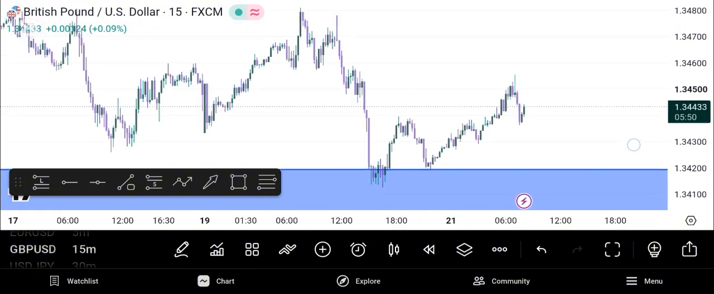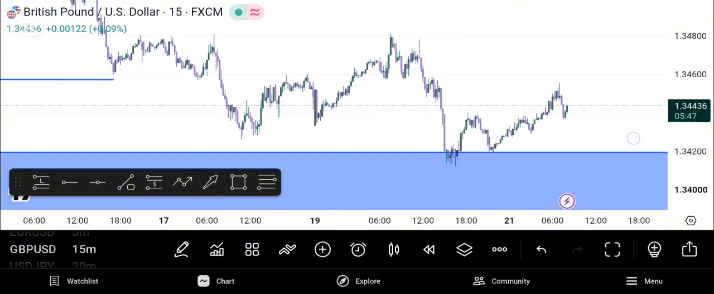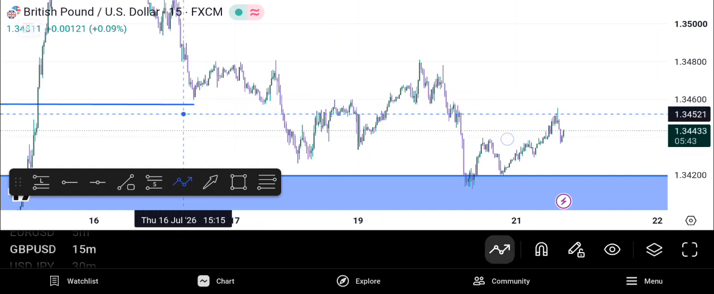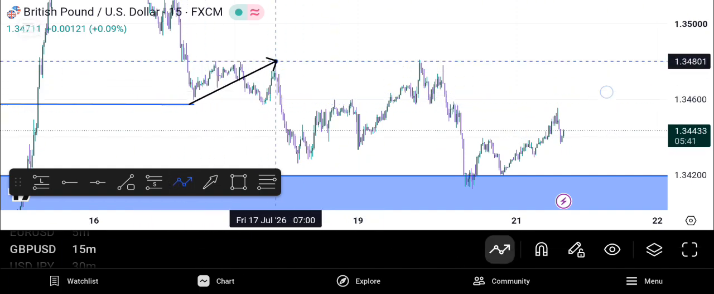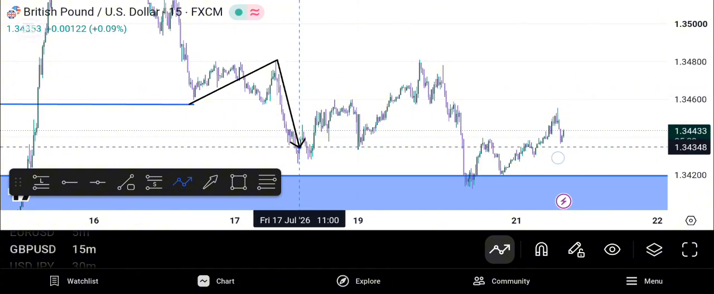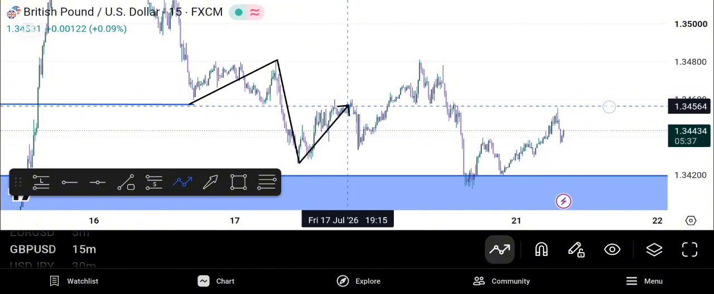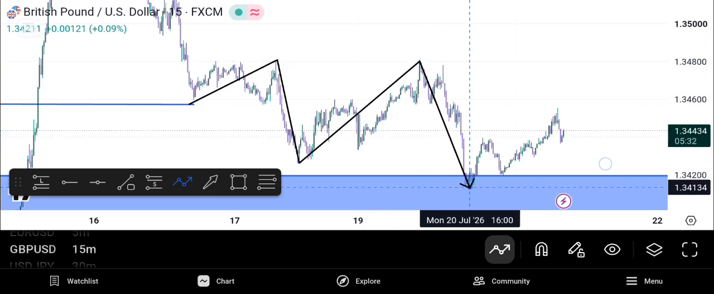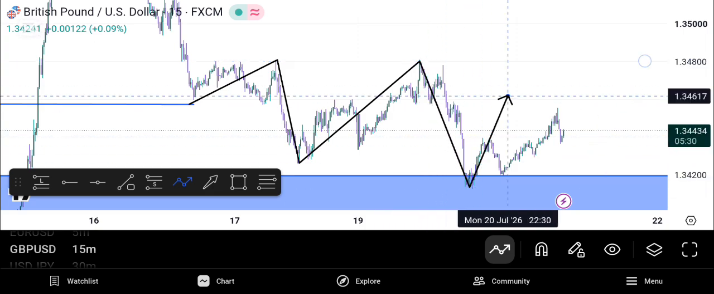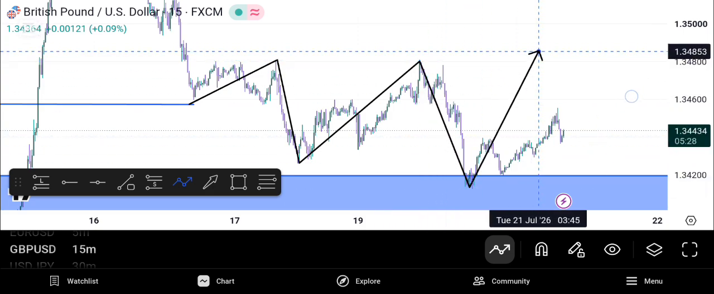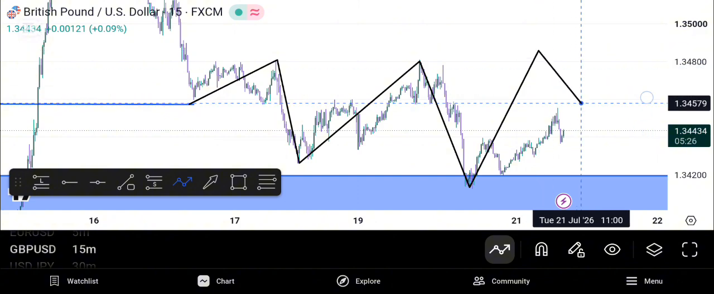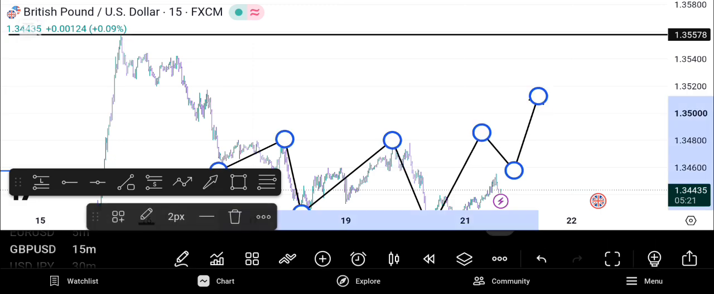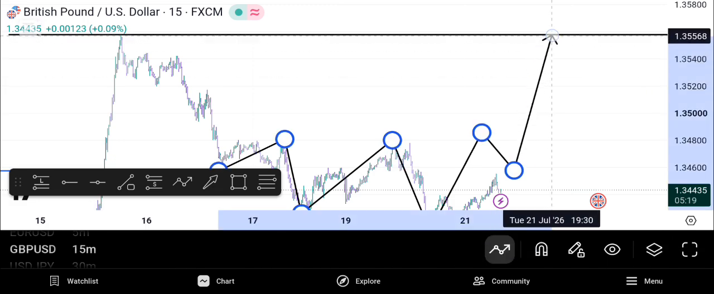So what price is currently doing, you can see if I were to read structure, I'll be reading this structure like this, right? And then this is the highest point, and then this. So if we are looking for market structure shift, price needs to take this high, and then we look to continue buying to the upside, right?